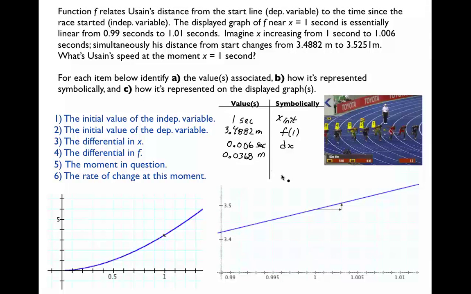That's a change in what? This is a change in distance. Is he 0.0368 meters from the start line? No. What does this number mean? His change. Starting from 3.4882 meters from the start line, he changed that much. That was how much his distance increased. Okay? Got it. Keep working on the difference between the value of a variable and the value of a change in the variable. Okay? Symbolically.